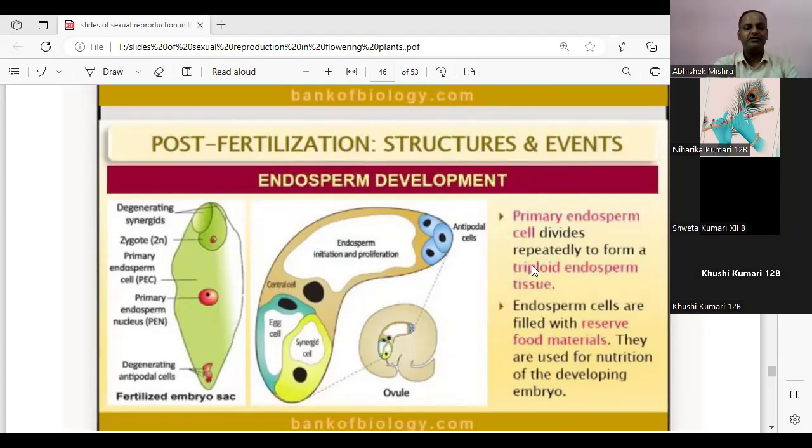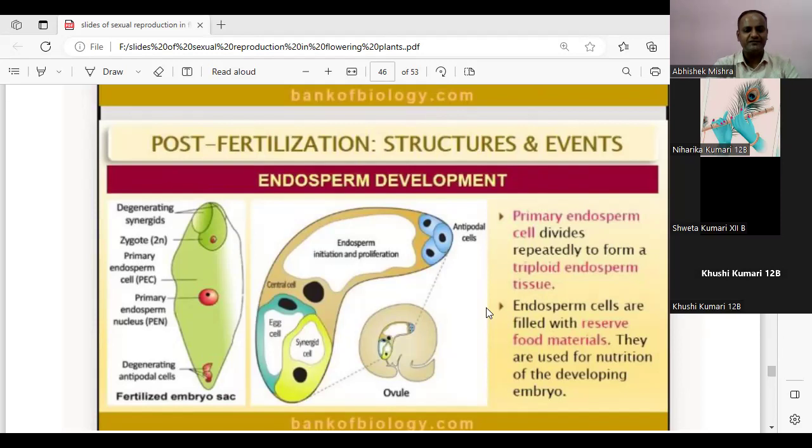Now the PEN, primary endosperm nucleus, and then the primary endosperm cell, PEC, divides to form the triploid endosperm tissue. And the endosperm, as we already discussed in our last class, is filled with reserve food material, and they are used for the nutrition of the embryo.